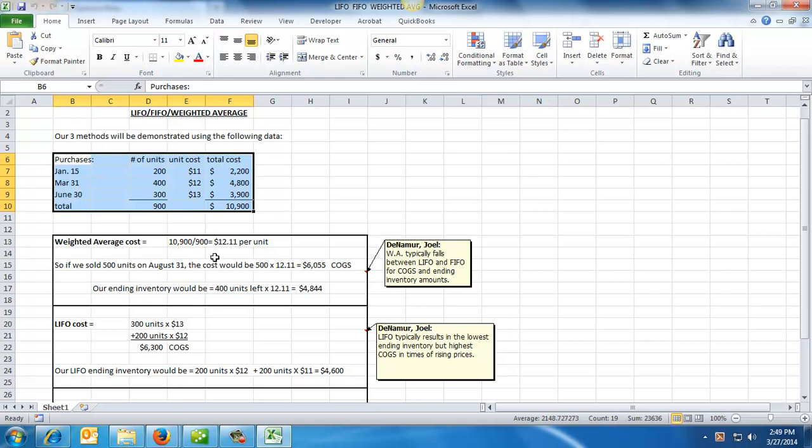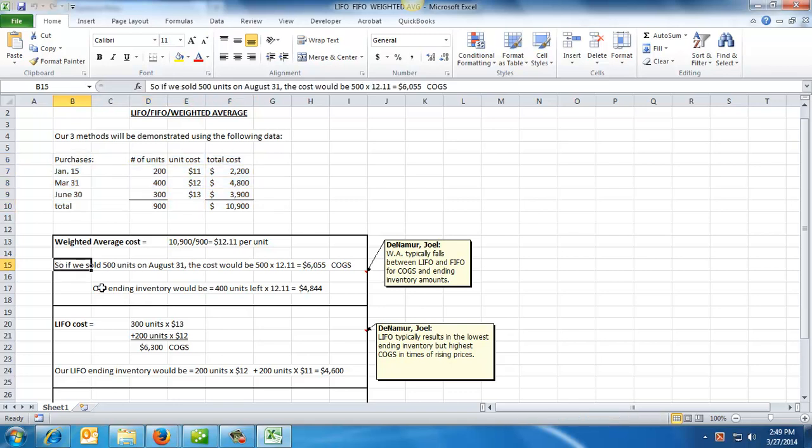You take the total cost divided by how many units we have to come up with an average price of $12.11. So if I told you that we sold 500 units on August 31st, the 500 units will be multiplied by the $12.11 to come up with a cost of goods sold of $6,055. Whereas our ending inventory, if we had 900 to start with, minus sales of 500, would be 400 units times the $12.11, or $4,844.